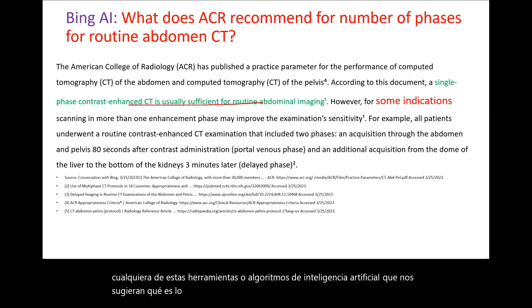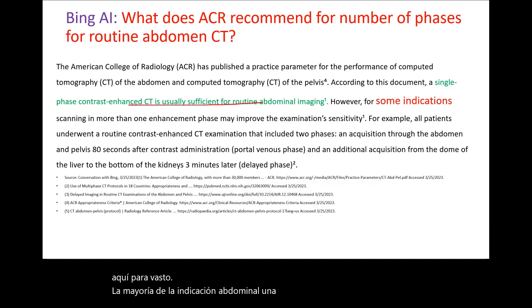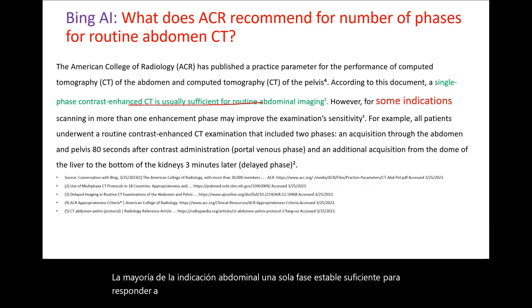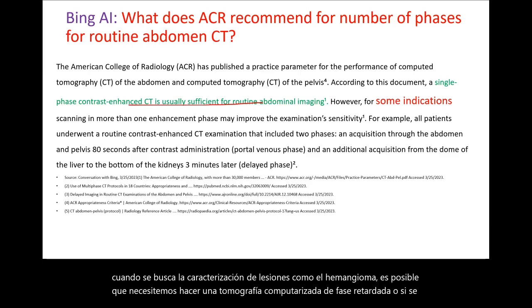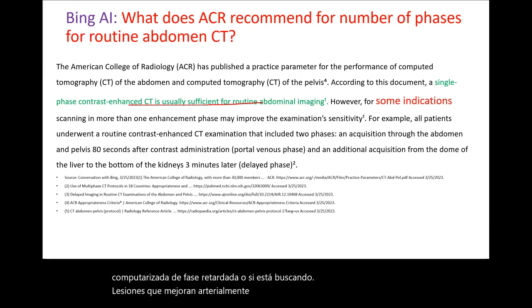appropriate imaging protocol. As you can see here, for the vast majority of the abdominal indications, a single phase study is sufficient to answer all the questions. But in some instances, say for example, when you're looking for characterization of lesions such as hemangioma, we may need to do a delayed phase CT scan. Or if you're looking for arterially enhancing lesions such as pancreatic neuroendocrine tumors or melanoma metastasis, we may have to add arterial phase. But these instances are not that frequent. So for the vast majority of the cases, just doing a single phase study is sufficient.